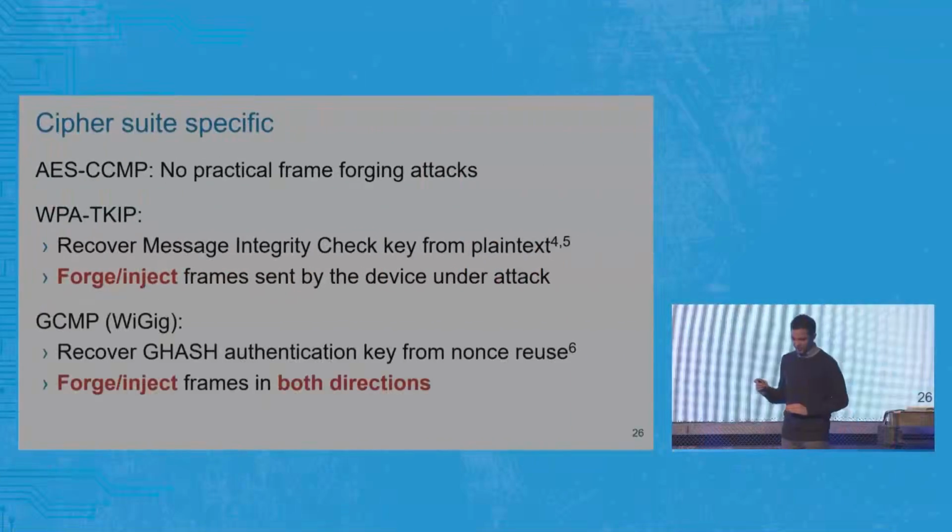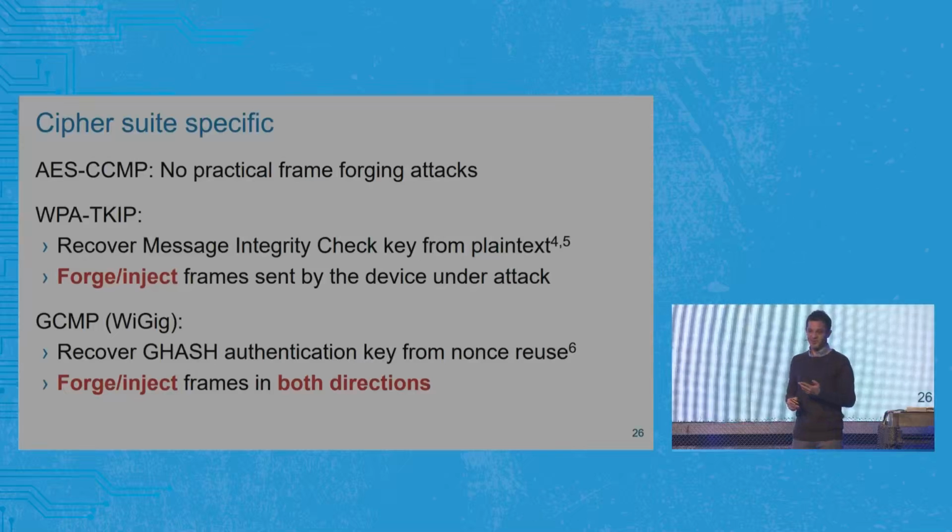Interestingly, there's also a new encryption algorithm that has recently been proposed and standardized, which is GCMP. It's not yet widely deployed, but some people estimate that it will be widely used in the future. And interestingly, against this new algorithm, we can also recover the authentication key if there is nonce reuse. And here the impact is even worse than the old encryption algorithm of WPA2, because against this algorithm, we would be able to forge frames in both directions. We would be able to forge frames that are sent by the device under attack, and also frames that are sent towards the device under attack. So, in a sense, we got lucky that we're not yet using this algorithm a lot, because otherwise the impact would have been even worse.